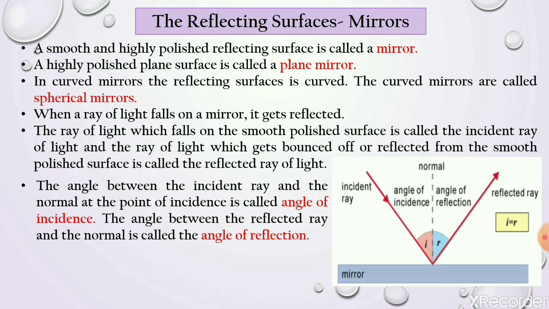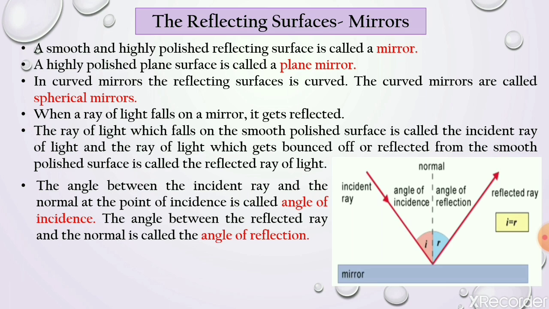Now the next topic is the reflecting surface, the mirrors. A mirror is a smooth and highly polished reflecting surface. Mirrors are basically of two types: plane mirrors and curved mirrors. Curved mirrors are also called spherical mirrors because they are part of a sphere of glass, and a plane mirror is simply a mirror having a plane surface.